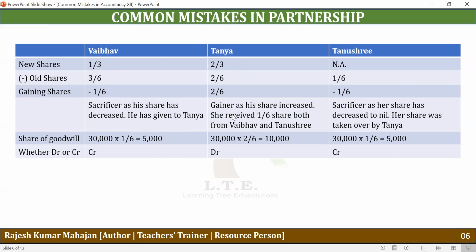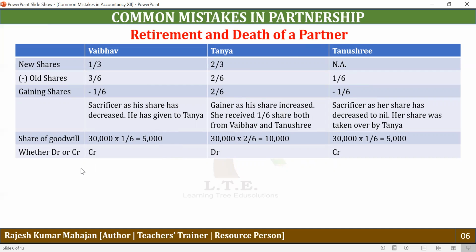Whereas Tanya has got her share increased. Her share has increased by 2/6, and as it has increased, she is a gainer, and the gainer partner is debited. Tanushree, who is leaving the firm, has given her share in favor of Tanya. So she is a sacrificer, and she will be receiving the amount of goodwill. The sacrificer receives the amount of goodwill, whereas the gainer pays it. So the gainer's capital or current account is debited, and the sacrificer's capital account is credited.